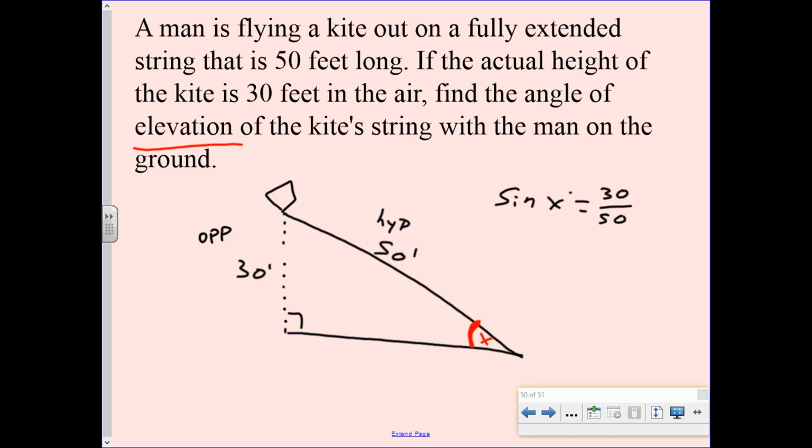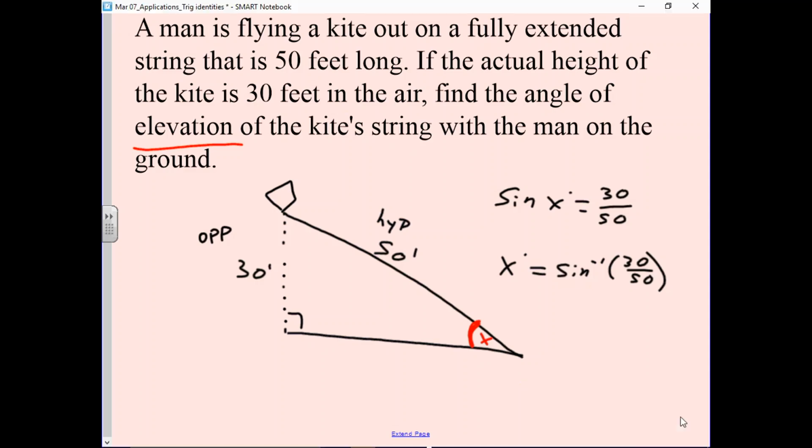And then how do we find that angle? Well, we use the inverse. So the angle itself that we're looking for is going to be the inverse sine of 30 over 50. And at this point, you have to get the calculator out because I don't know what that is off the top of my head. I'm not sure if many people do.